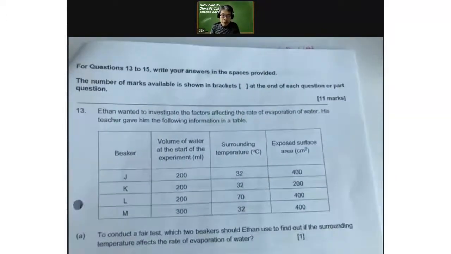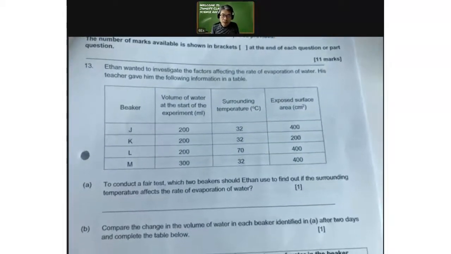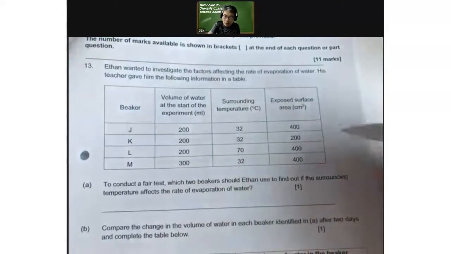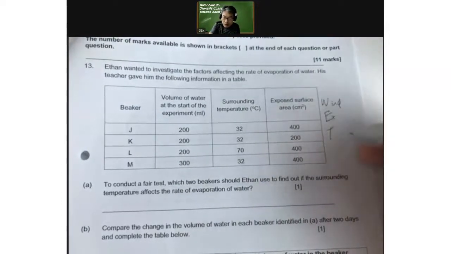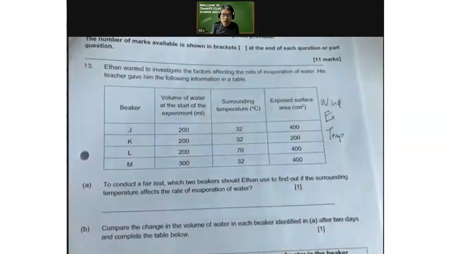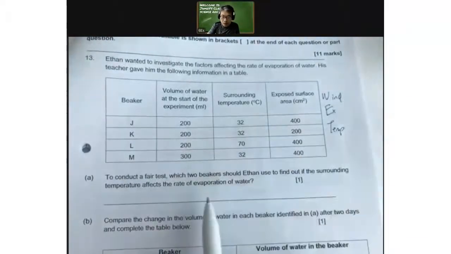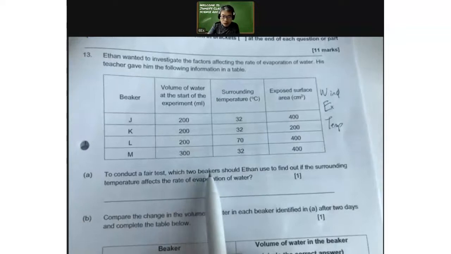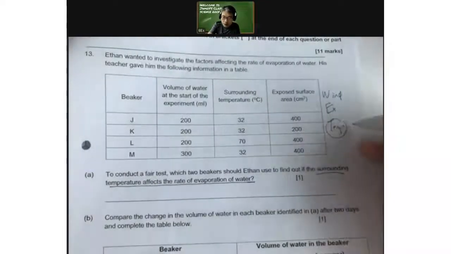Let's go to the final 3 open-ended questions hanging there. Ethan wanted to investigate the factors affecting the rate of evaporation. Remember, WET for wind, exposed surface area, and the temperature of the surroundings. The teacher gave 3 pieces of information here for different beakers, and there are different things here. To conduct a fair test, which 2 beakers should he use to find out if the surrounding temperature affects the rate of evaporation? So if I want temperature to be changed, then these 2 should be the same.